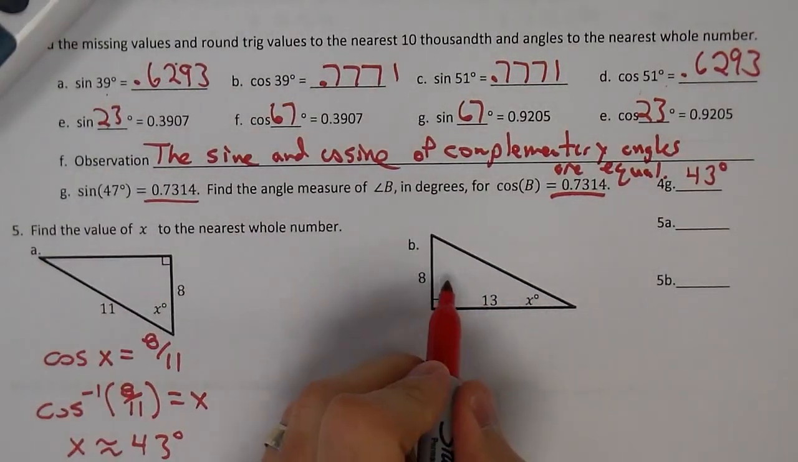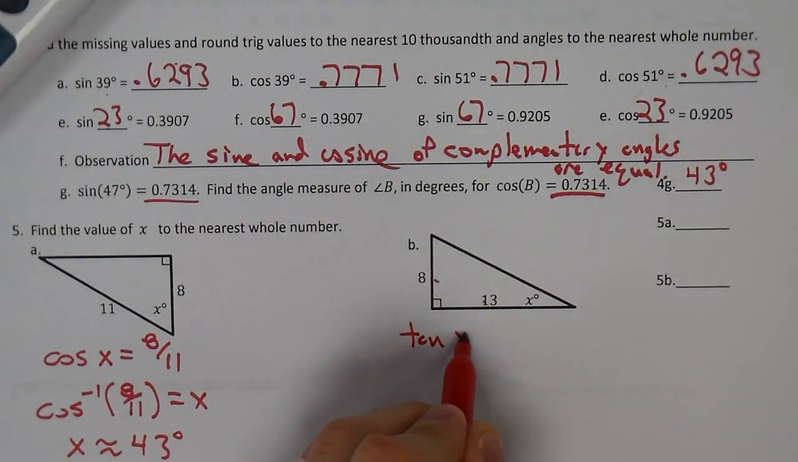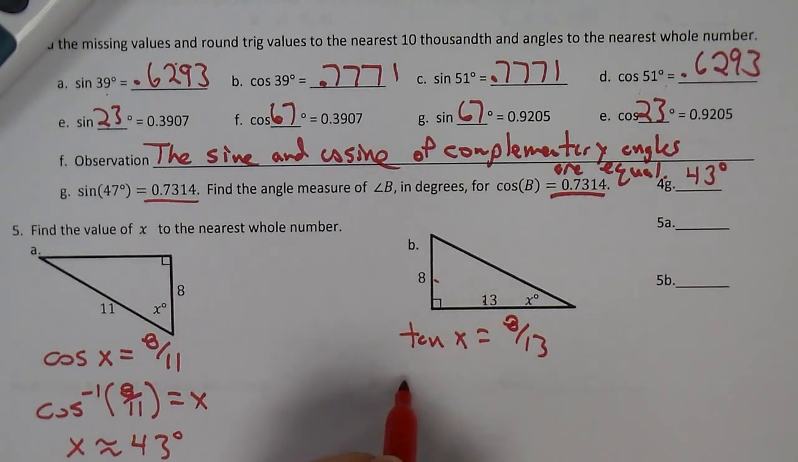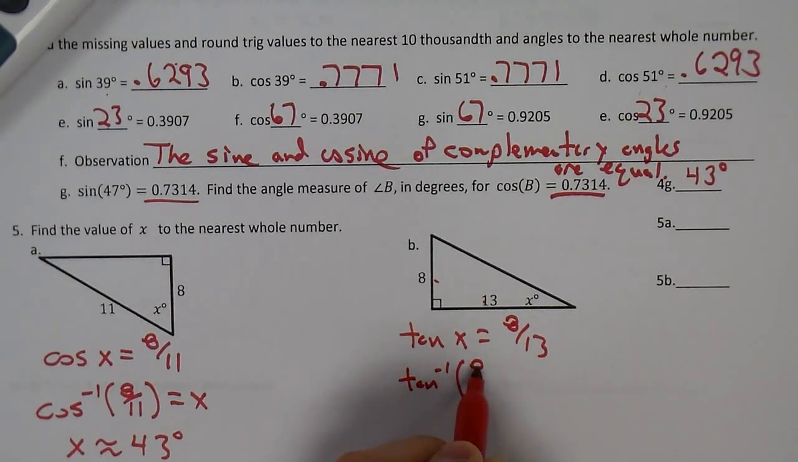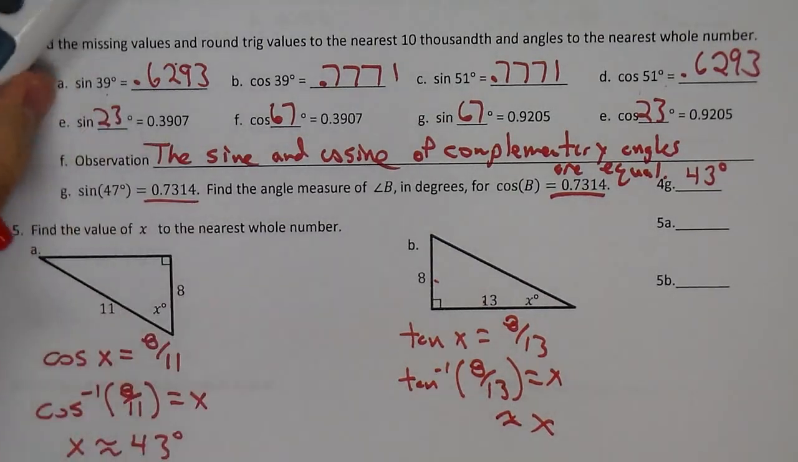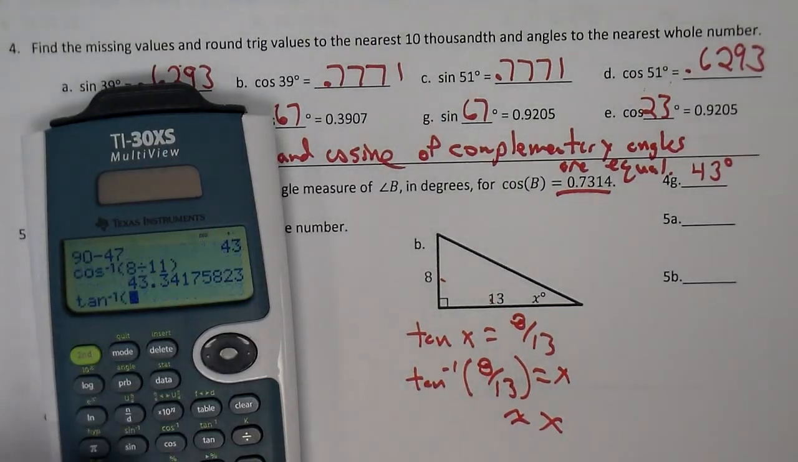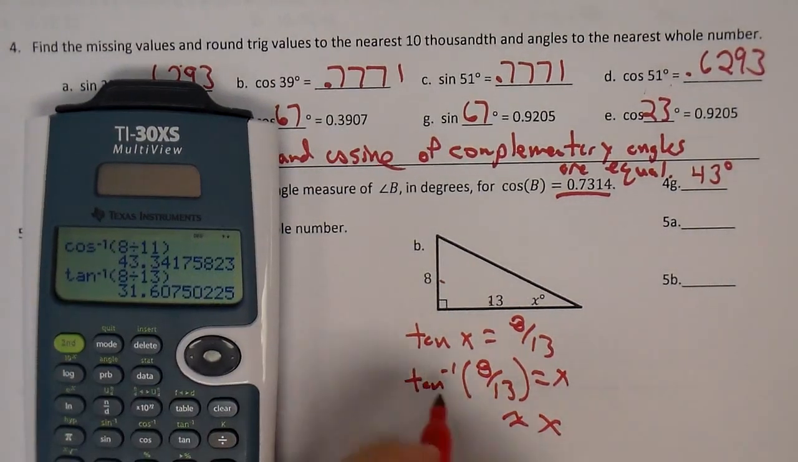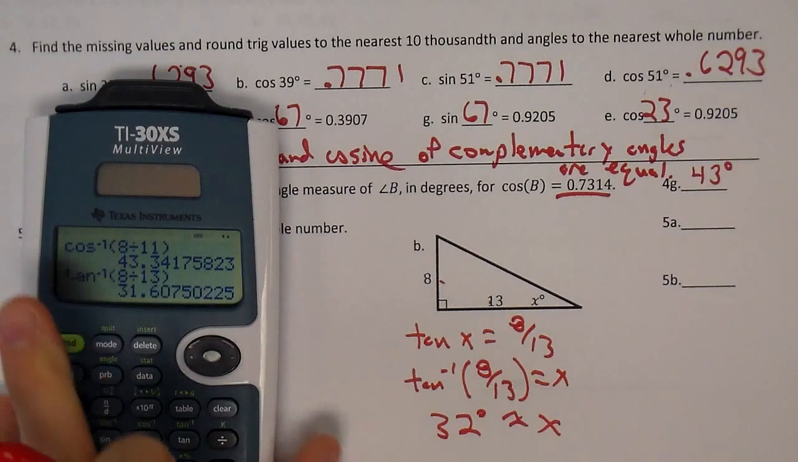Come over to our other one. I have opposite and adjacent, so that's going to be tangent x equals 8 over 13. Tangent inverse of 8 over 13 equals x. So we have tangent inverse of 8 over 13. We get 31.6, so we'll call that 32 degrees.